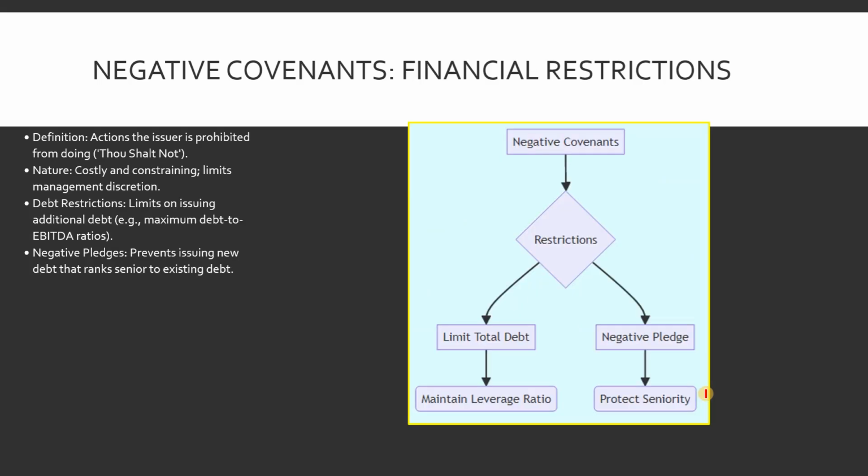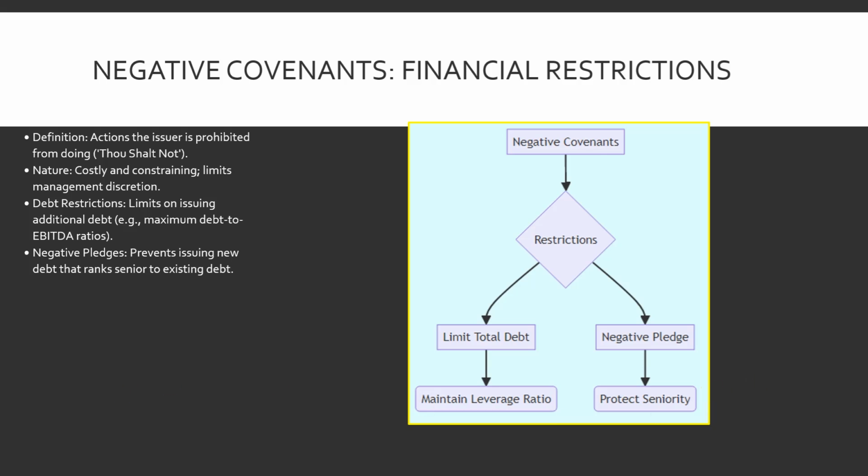Okay, now let's move to the negative covenants, which are basically the thou shalt not rules. Unlike affirmative covenants, these do restrict business decisions and can be costly to the issuer. Their main goal is to stop the company from becoming too risky after you have lent them money. For example, a major example here is restricting the debt. The covenants might say you cannot borrow more money if your debt ratio gets too high. Another critical one is the negative pledge. This prevents the company from issuing new debt that would be paid back before your bond in the event of a bankruptcy. So that is what a negative covenant is.